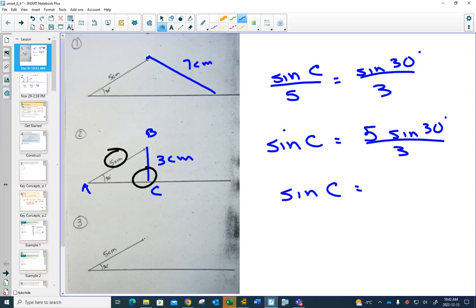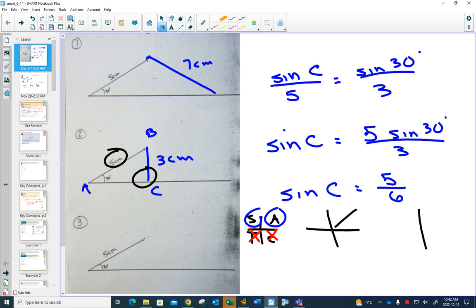What's sine of 30? 1/2. So 5 times 1/2 divided by 3 is 5/6. You could then find that it's positive. So according to my CAST rule, sine is positive in quadrant 1 and 2. So I have a possibility of an angle in quadrant 1, a possibility of an angle in quadrant 2. I can label my reference angle for both of those and label my actual angle.